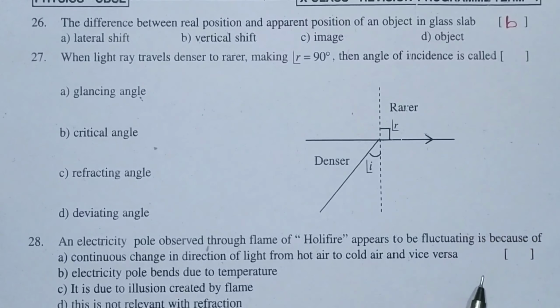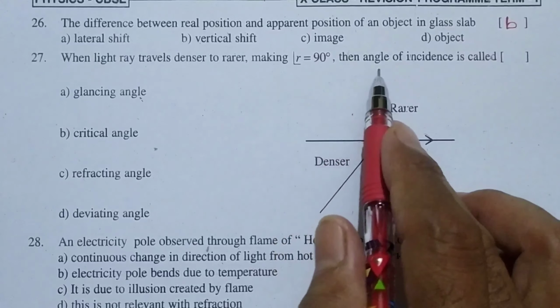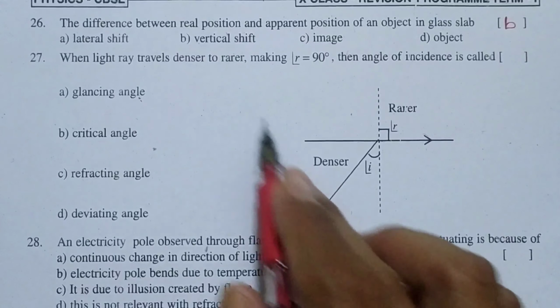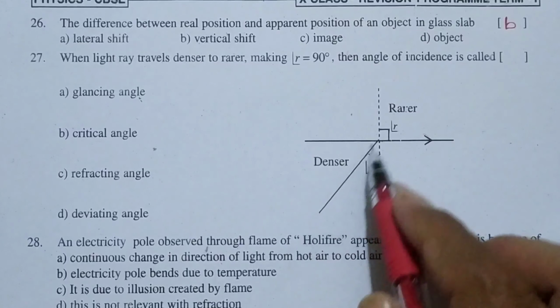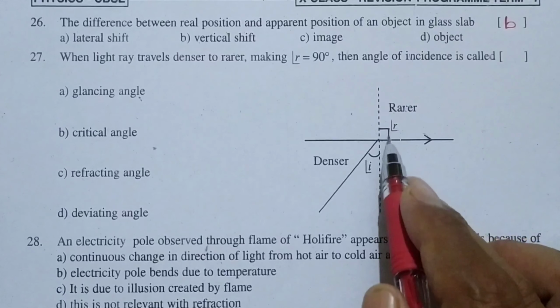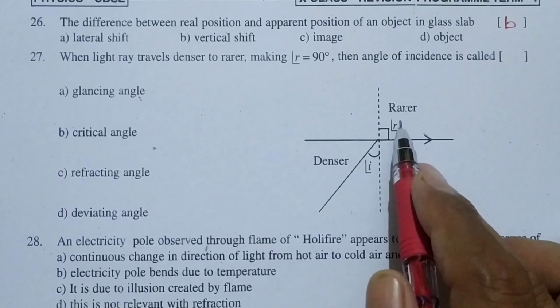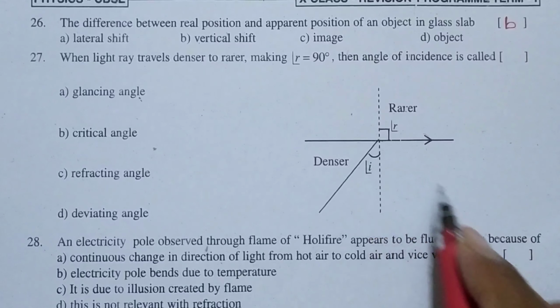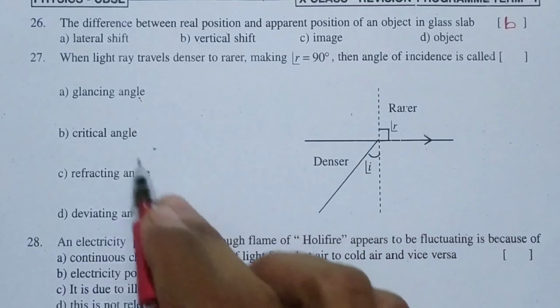Now we see question number 27. When a light ray travels from denser to rarer, making angle r equal to 90 degrees, then the angle of incidence is called... Here, when the ray is traveling from denser to rarer, when exactly the angle of refraction is 90 degrees, then this angle of incidence is called the critical angle. If it exceeds it, you will get total internal reflection. So according to this question, this angle i is called the critical angle. So option B is the right answer.